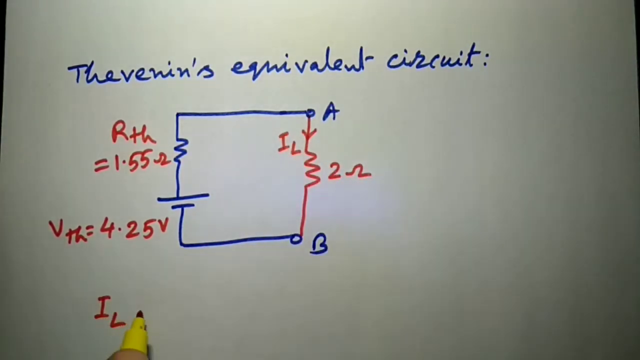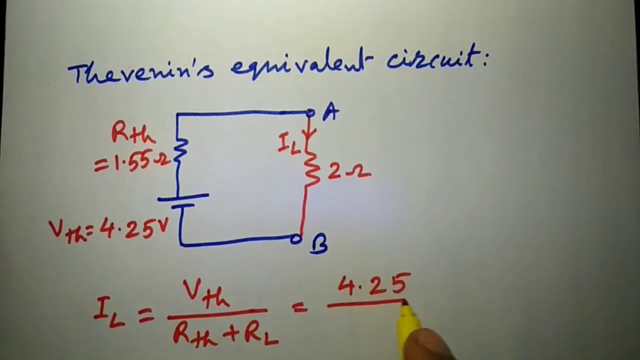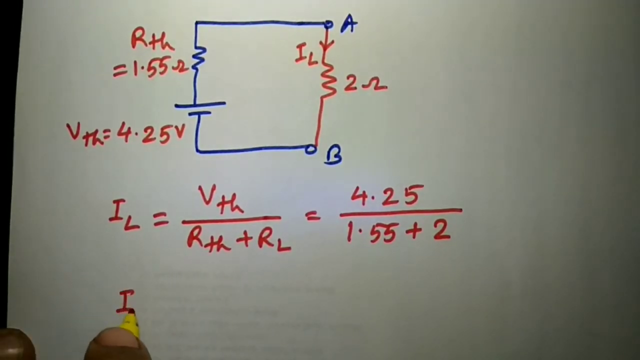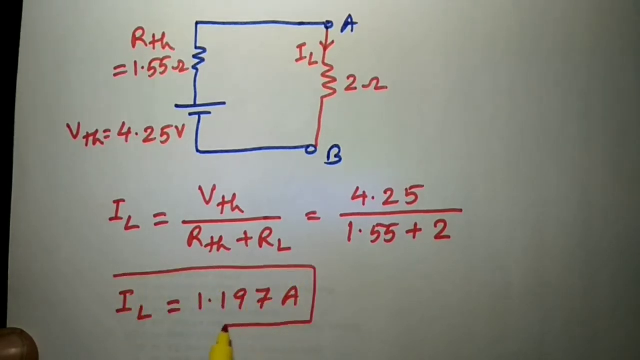So we know that IL here will be VTH upon RTH plus RL. Here VTH is 4.25, RTH is 1.55, and load resistance is 2. So after solving this, we will get the load current IL as 1.197 ampere. So this is our final answer.